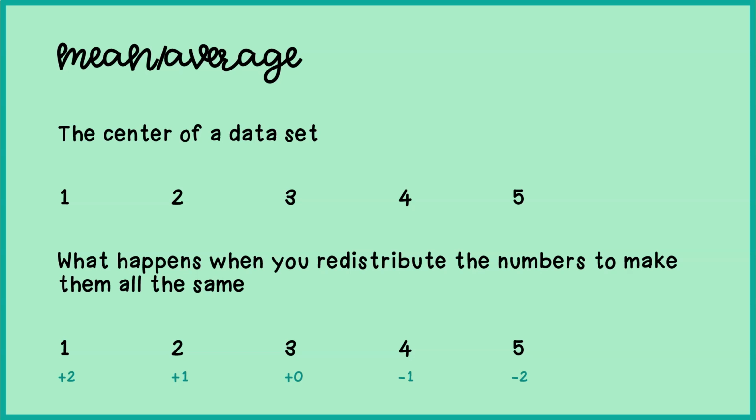So first, you can just start out with a list of 5 numbers. I like to use 1, 2, 3, 4, 5. And I like to describe the mean as the center of the data set. So when I ask them, what's the center of this set? They'll say 3.